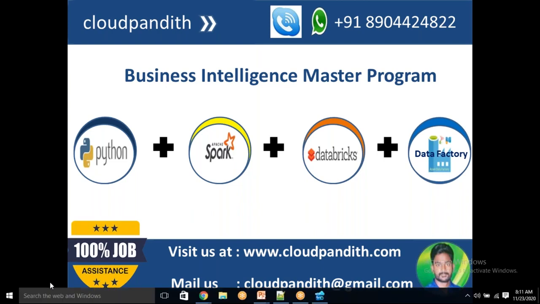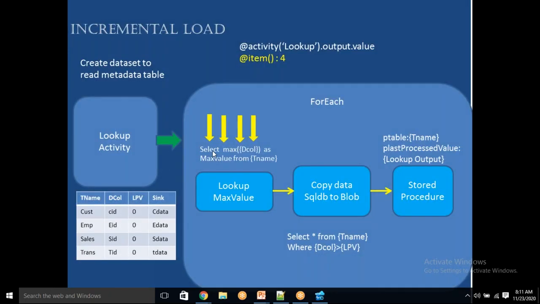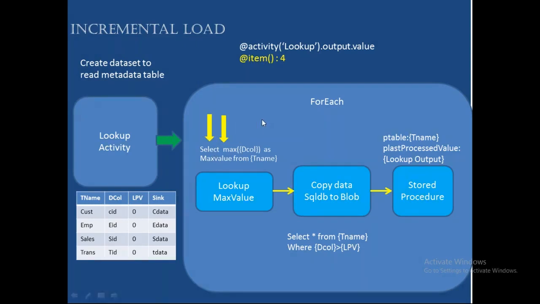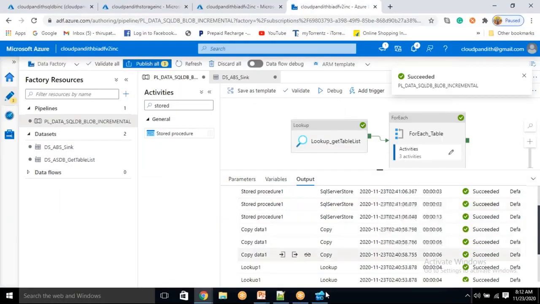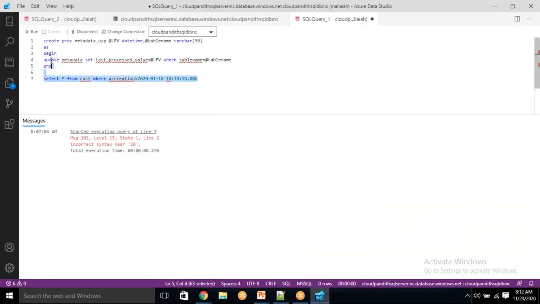In this diagram, we thought they would come one by one. But now what happened? All these three ran at a time. All three lookups ran at once, all three copy activities ran at once, all stored procedures ran at once. Okay, now we know what value we have updated.